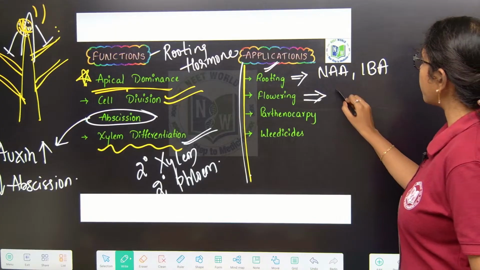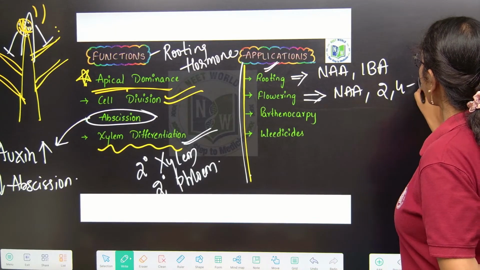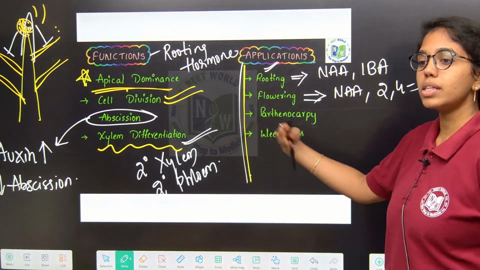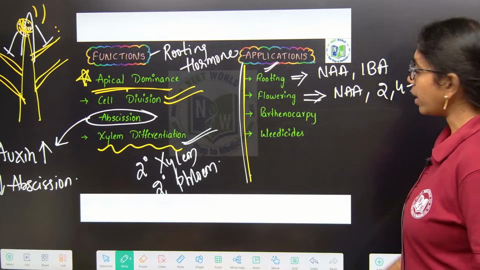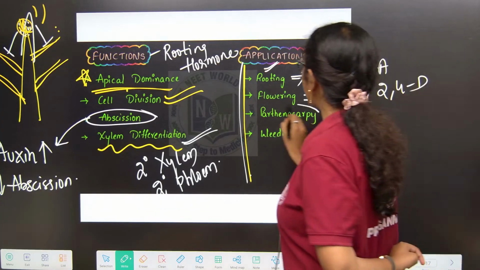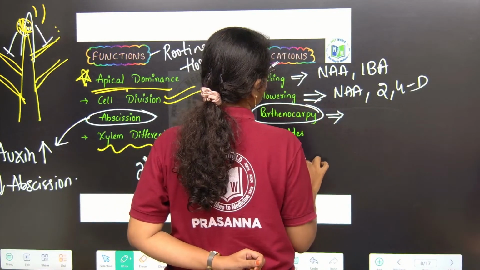And second is flowering. Flowering is promoted by NAA, naphthalene acetic acid, and 2,4-dichlorophenoxyacetic acid. If you spray this, then you can see flowering in the plants. Next is parthenocarpy. Parthenocarpy means what? Production of seedless fruits. Seedless fruits.